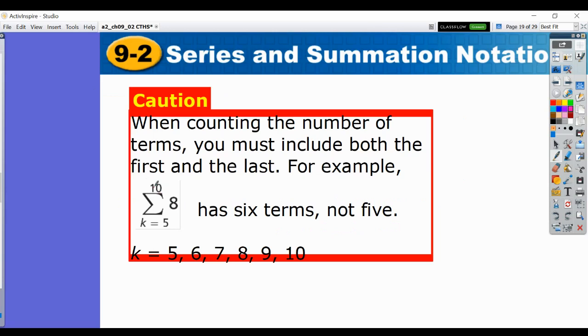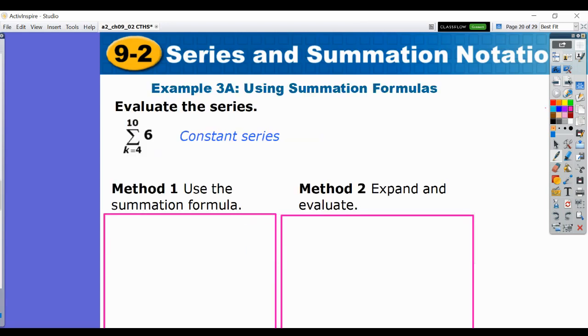And this is just a note about that 10 minus 5. This has 6 terms because 10 minus 5 is 5 plus the 1 more. So don't forget to add that 1 when you're trying to figure out how many terms there are.